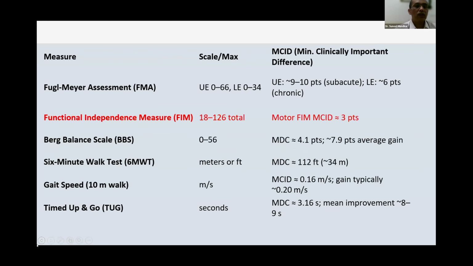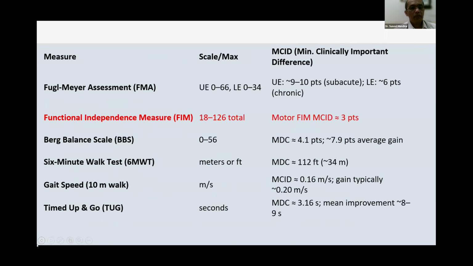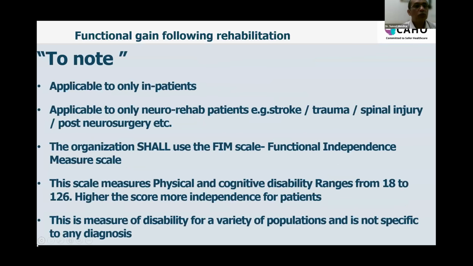So these are some of the measures of functional gain. There are many measures like the Fugl-Meyer assessment, Berg balance scale, 6-minute walk test, gait speed, and timed up and go. But one of the most internationally accepted measures, also recommended by NABH, is the Functional Independence Measure, that is FIM. We will be seeing much more on FIM. Before going to that, note that this indicator is applicable only to inpatients, and only to neurorehabilitation patients, for example stroke, trauma, spinal injury, or post-neurosurgery.